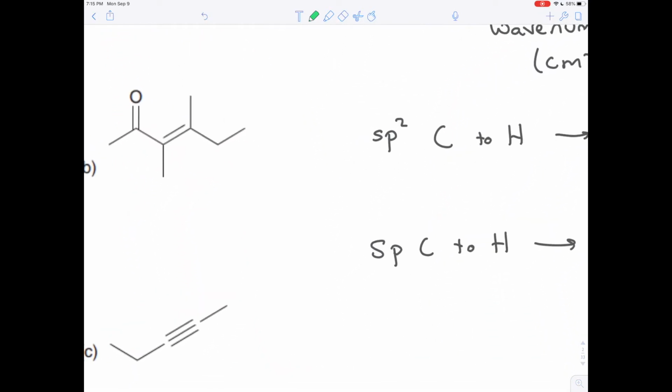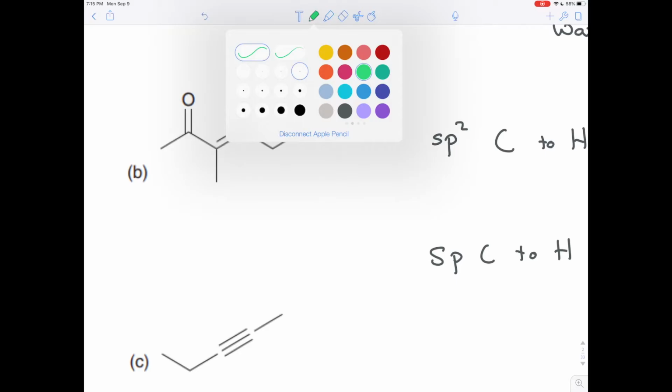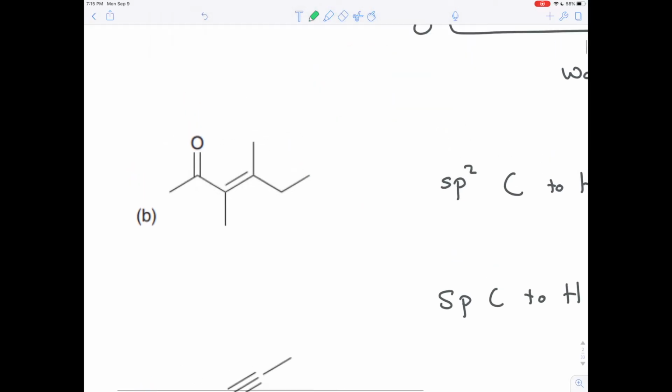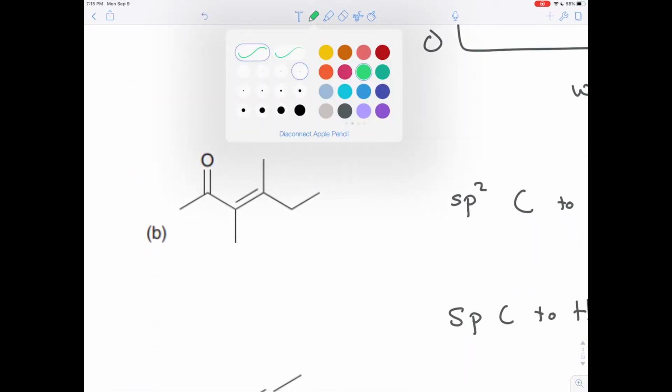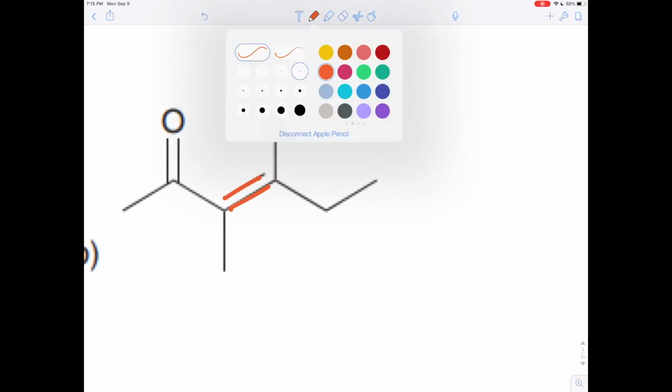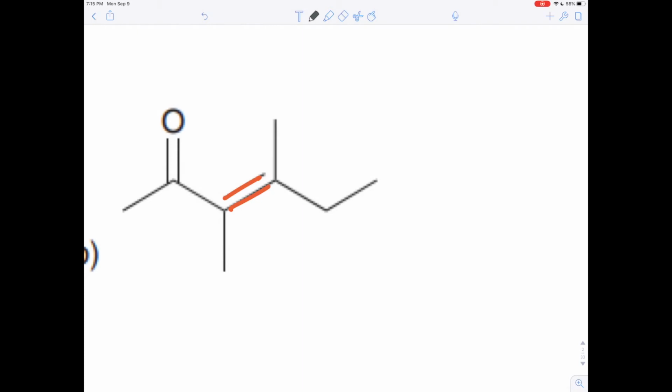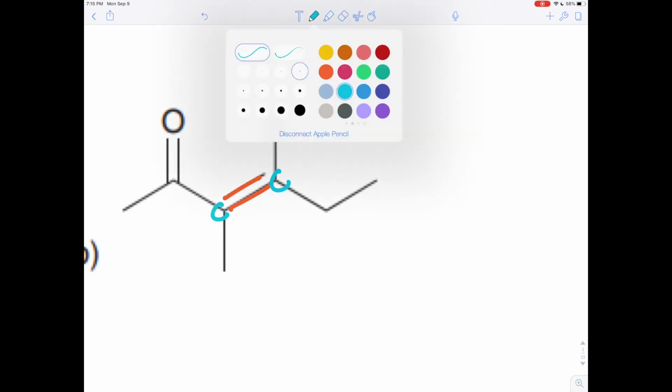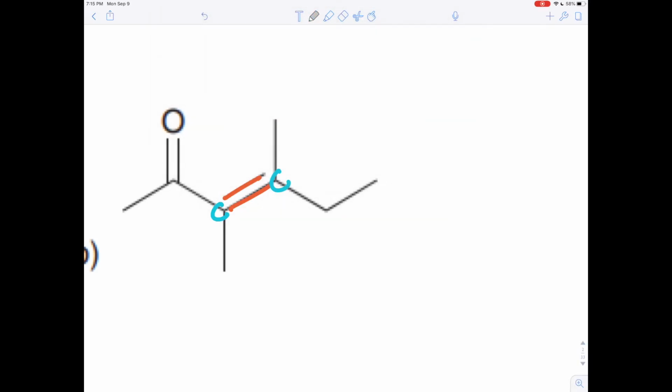Okay, how about this next one? Well, we have our double bond. Let me keep the color scheme. So we have our double bond here, and at either end of that we have two carbons. Carbon on the left, carbon on the right. And what we're looking for is a hydrogen on either of those sp2 hybridized carbons.